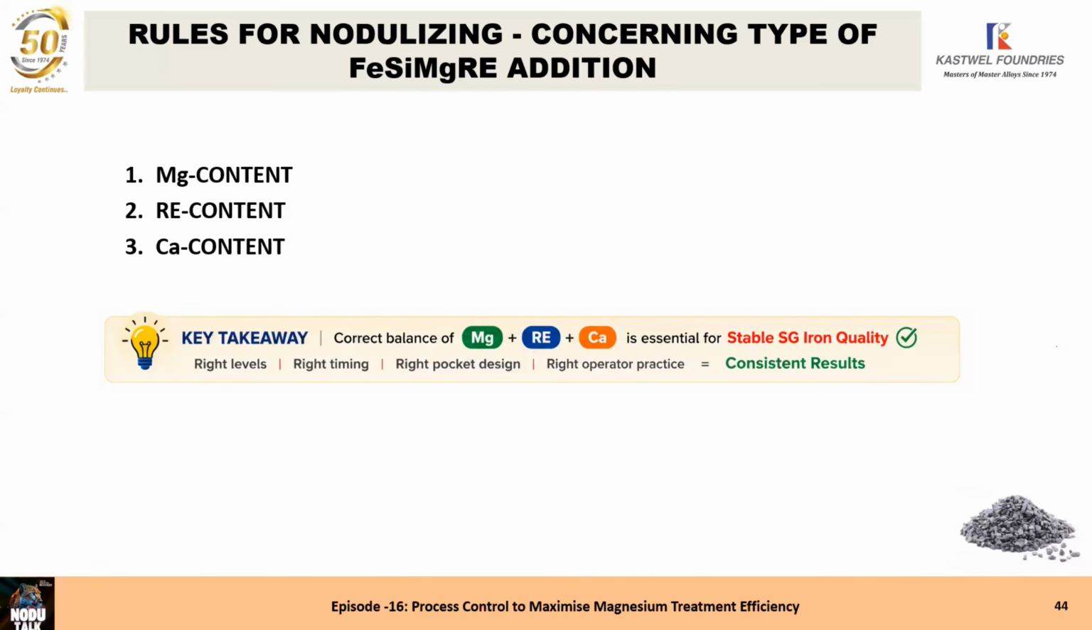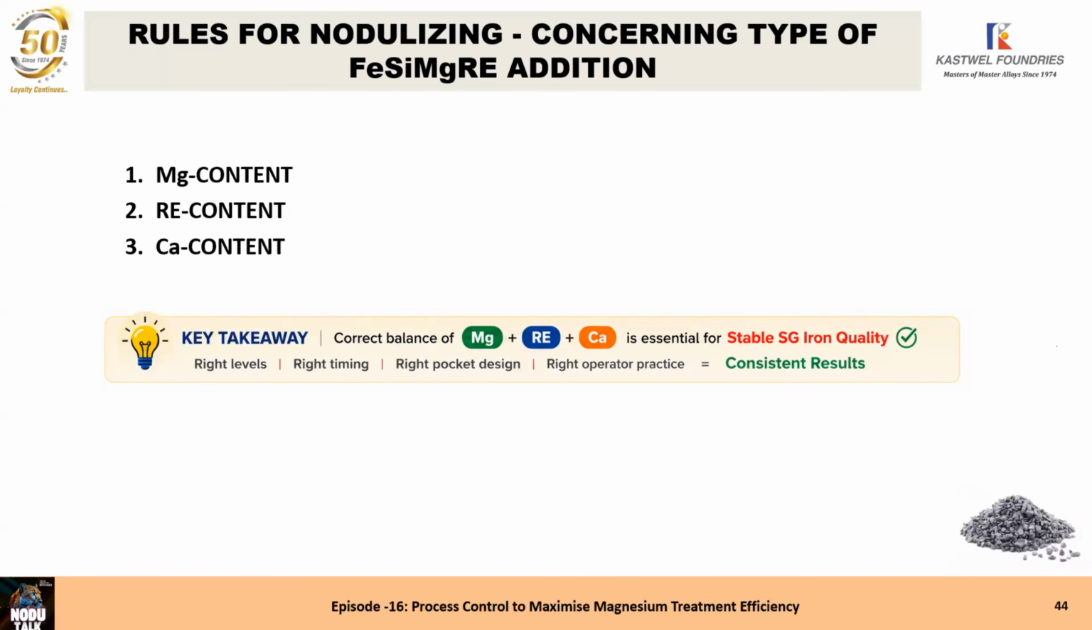For the ferrosilicon magnesium alloy to be selected, you must know the magnesium content depending upon the type of method you are using for magnesium treatment. You must know the rare earth content depending upon the subversive elements which are present in your metal. You must know the calcium content because calcium will affect the addition requirement of the ferrosilicon magnesium. Calcium is a very strong oxide and sulfide former.